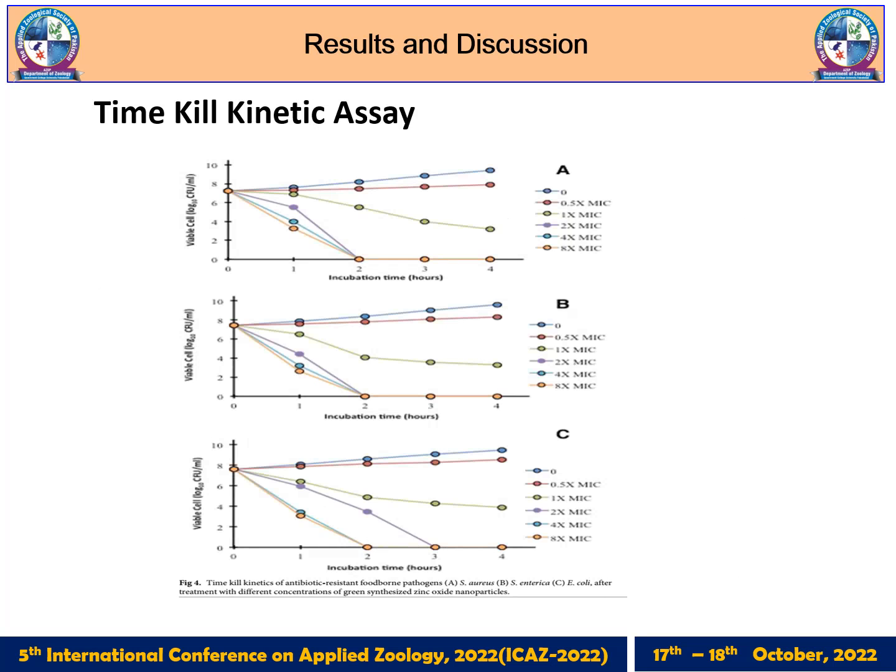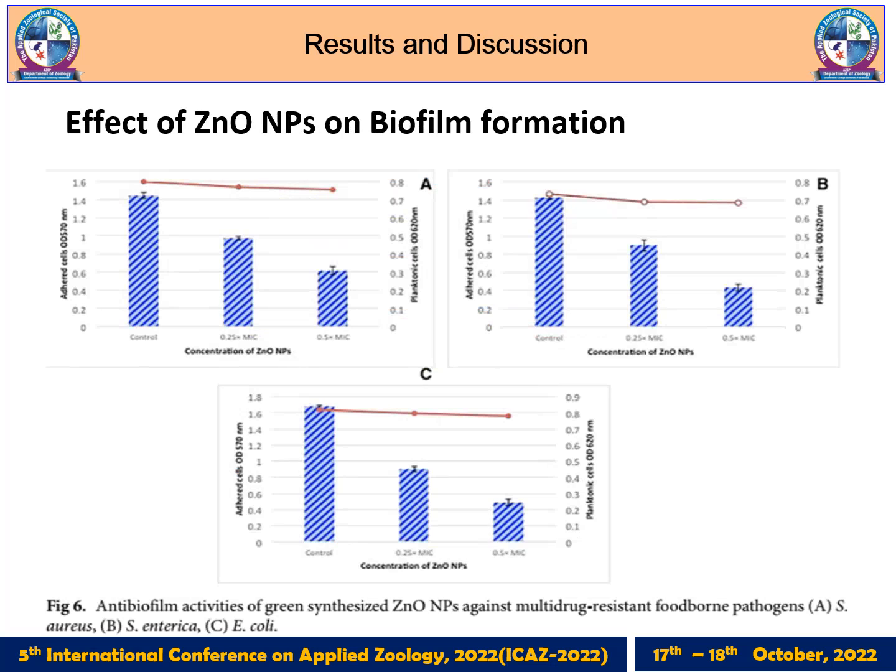These pictures show the time-kill kinetic assay. As you see, after 2 hours for Staph aureus and Salmonella enterica at different MIC the time kill is the same, but for E. coli the time will saturate. And these are the effects of the zinc oxide nanoparticles on biofilm, in which E. coli biofilm eradication is greater, as shown in picture C, as compared to figures A and B, which show the anti-biofilm eradication of Staph aureus and Salmonella enterica respectively.